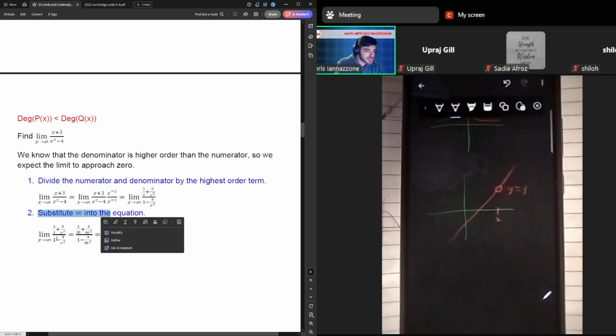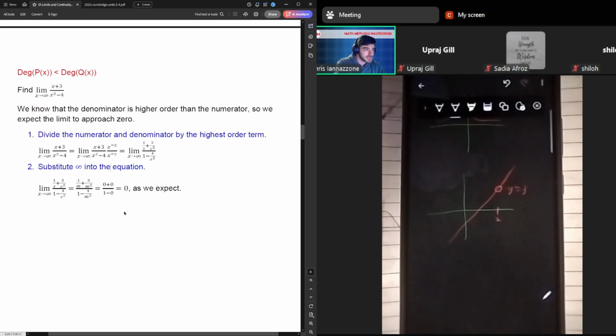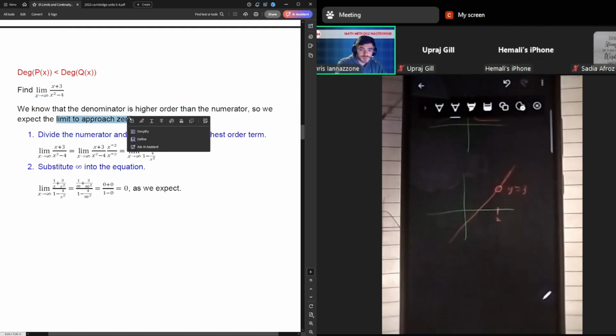We'll go through the process of how you would solve them, just globally, and then we'll look at some of the shortcuts for it. So the first scenario we have is that the degree of your denominator is greater than the degree of your numerator. So under those circumstances, we know that the limit will always approach 0.